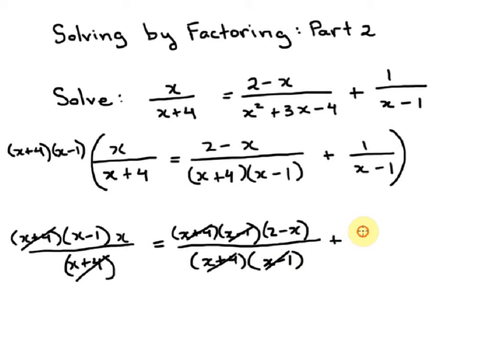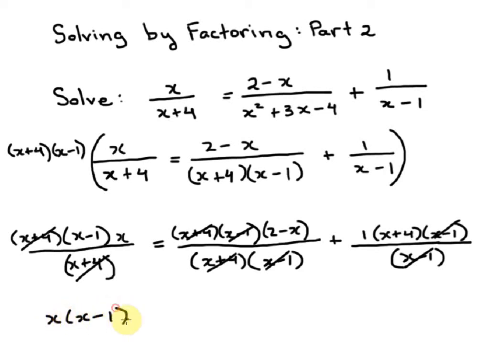And we're on to our last term where we have 1 on the top timesing that by x plus 4 and x minus 1. And on the bottom we have x minus 1. And again, I'm going to put brackets around it so I can see this little bundle cancels with this little bundle. So I have no more fractions. In fact, here's what I have. I have x times x minus 1 on the left side. In the middle here, I've got 2 minus x, and then I've got plus, and here I just got the x plus 4. So that's really cleaned things up considerably.